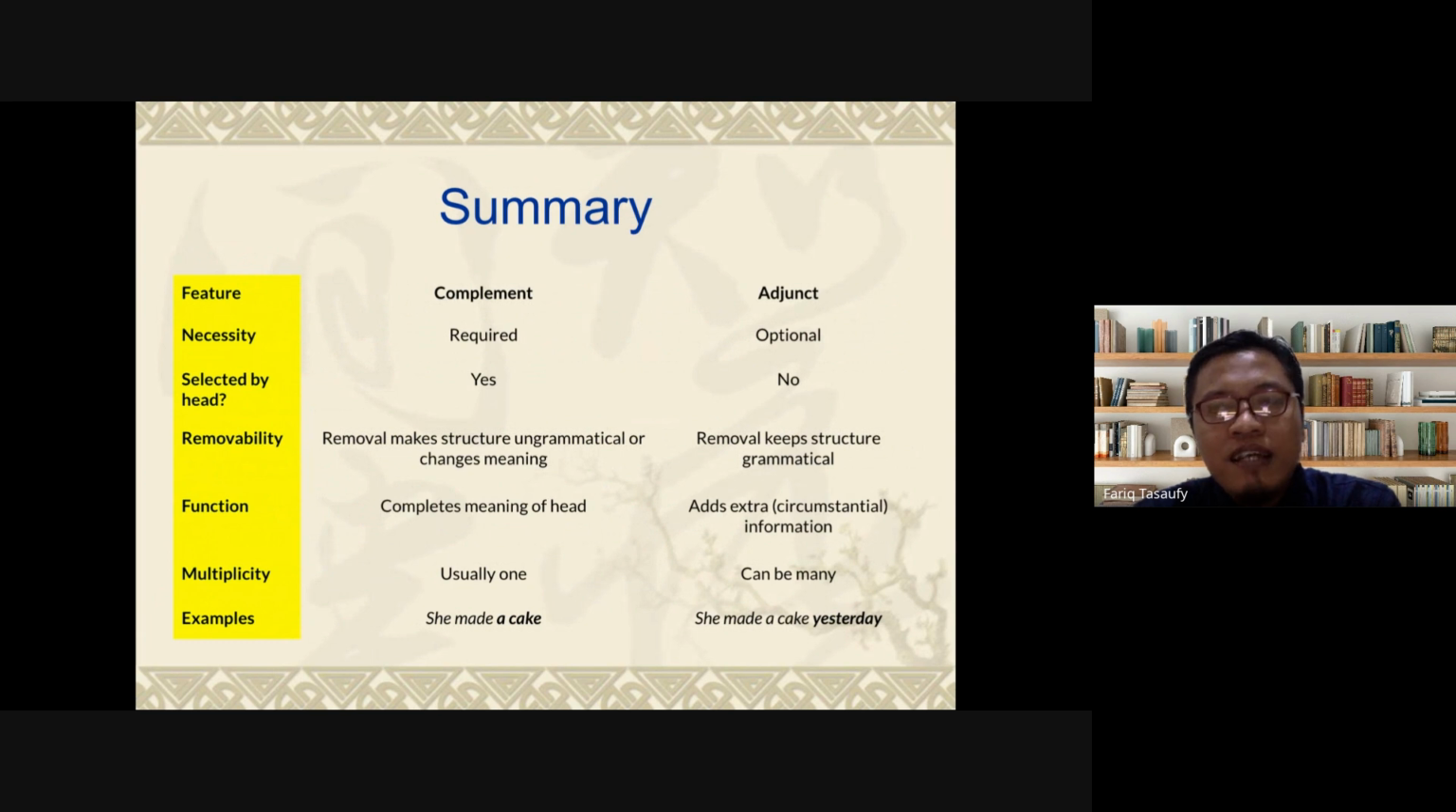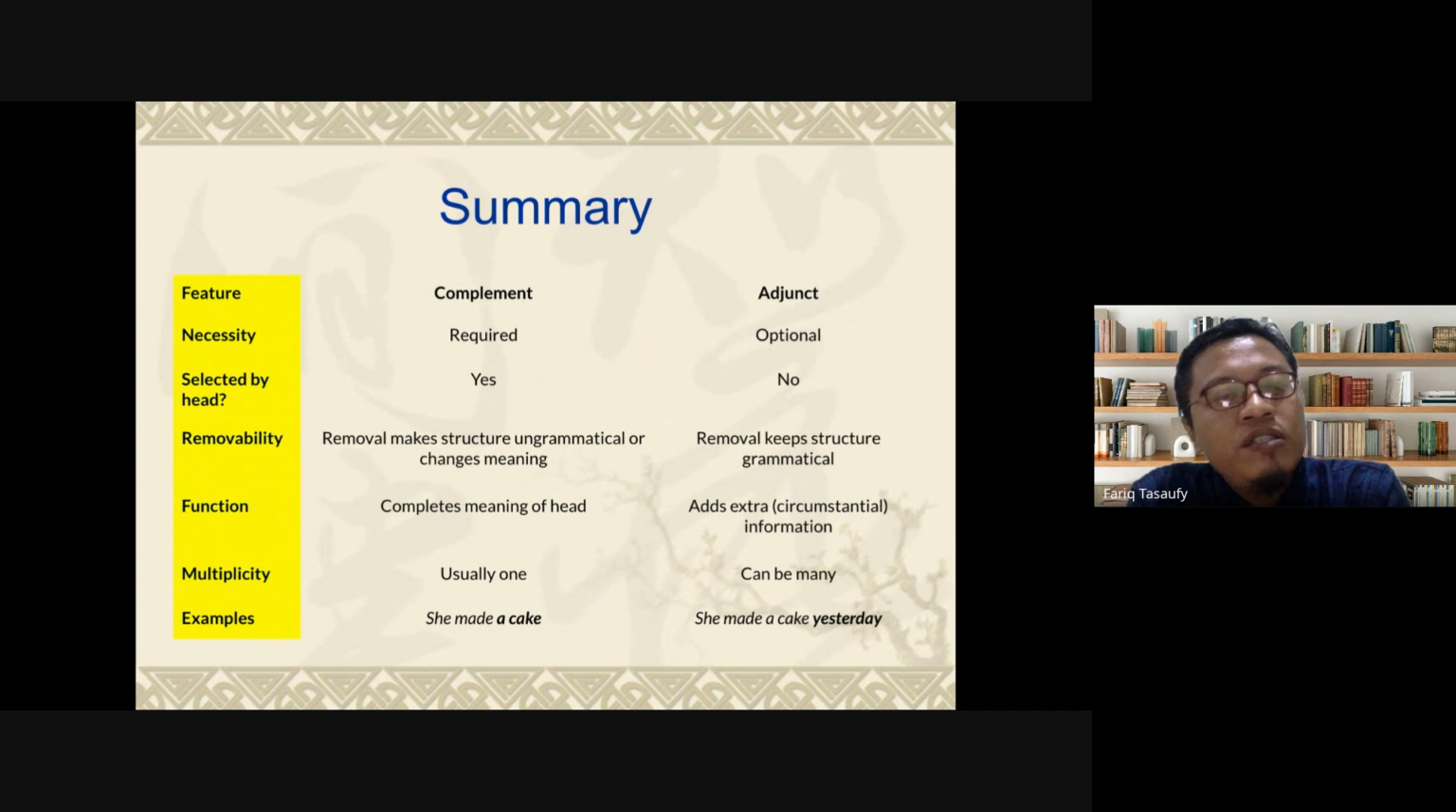Is it selected by the head? Yes, the complement is selected by the head. It means that the verb will select the types of complement. So it must be after the verb, not before the verb. In structure, the construction comes after the verb, not preceding it. But the adjunct is not selected by the head, because that's just additional information. That's not really important.